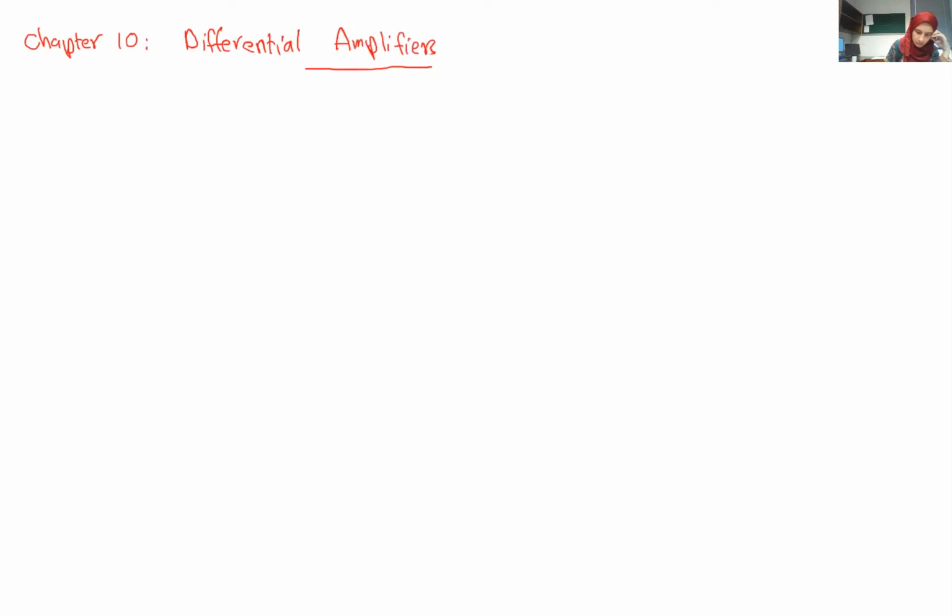But before going into the differential amplifiers, we need to talk about the differential signals. I am not sure if you have ever used them previously or not, but it's good to talk about them, where they come from, and why we need them, and all that.